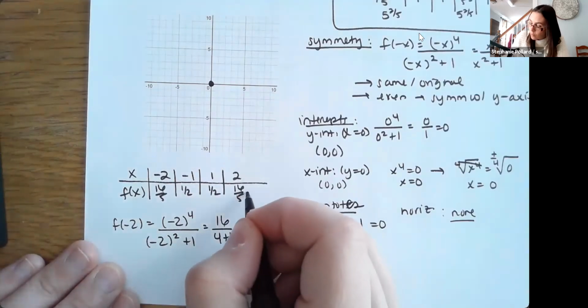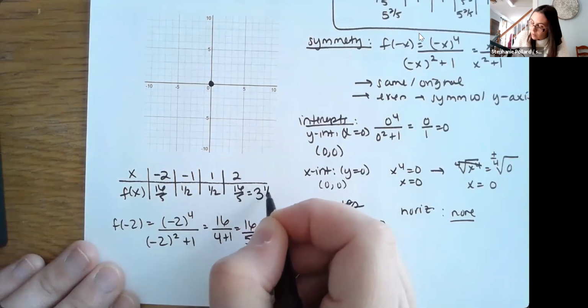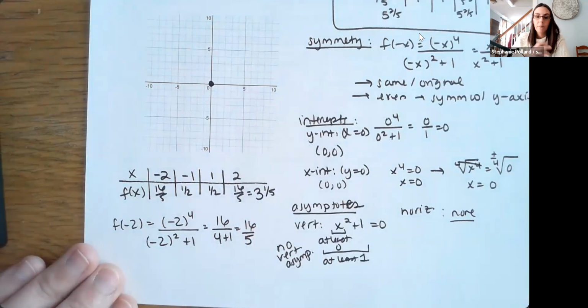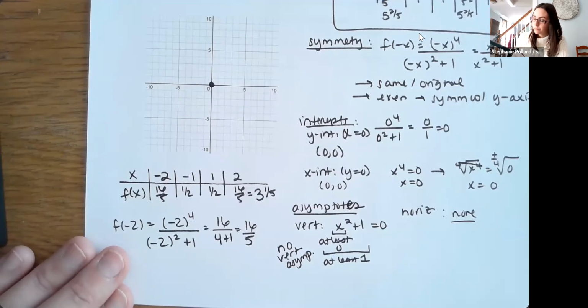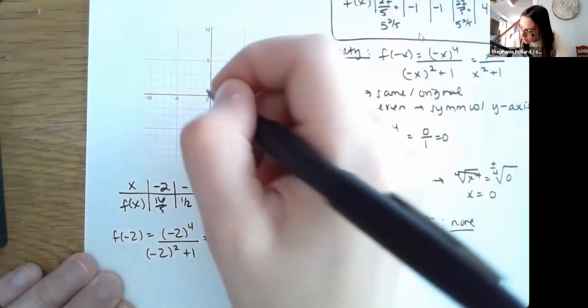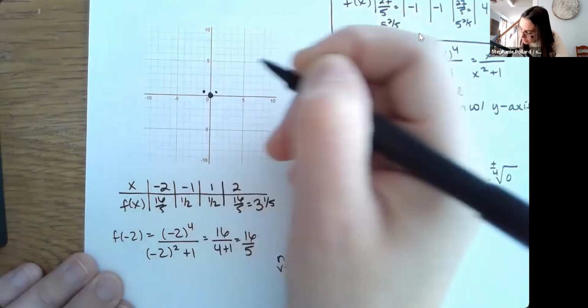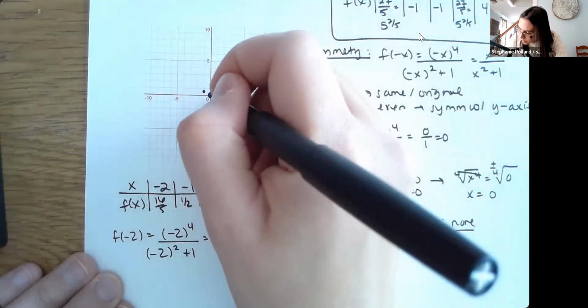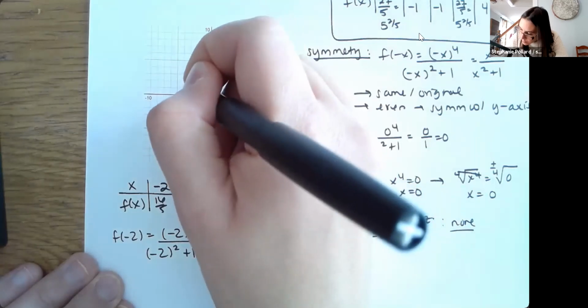Now 16 over 5, well, 5 goes into 16 3 times, and there's 1 left over. So it's a little bit more than 3. You can also use a calculator there with a decimal if you prefer. All right, so let's graph these. So at 1, I'm at 1/2, and at -1, I'm at 1/2. At 2, I'm a little over 3, so 1, 2, 3, and here 1, 2, 3.